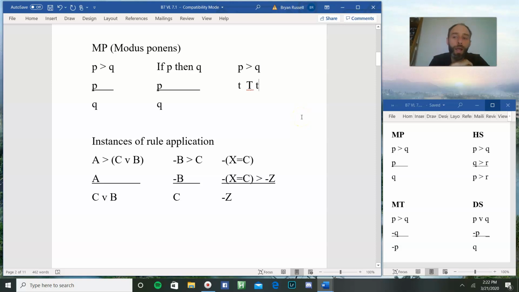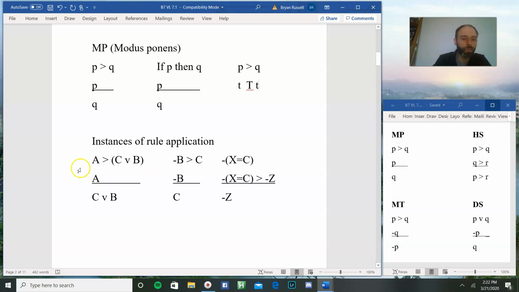Now, it's important to recognize that P here, note this lowercase letter, is just a variable that stands in for everything that comes before the horseshoe. And Q is just a variable here that stands in for everything that comes after the horseshoe. So we're going to look at some instances of the rule below.